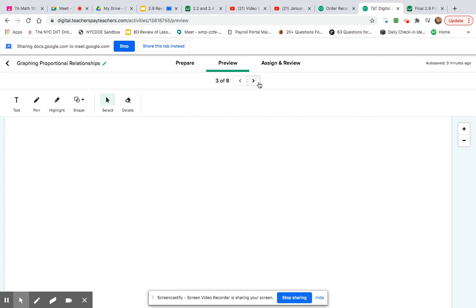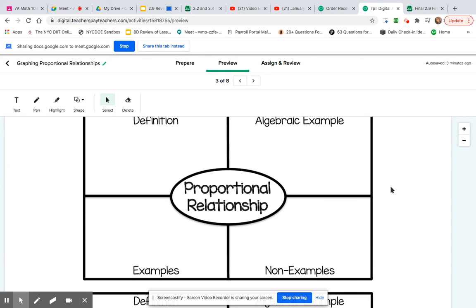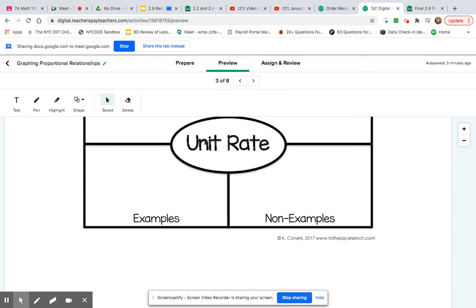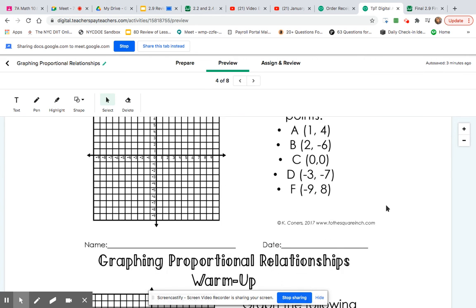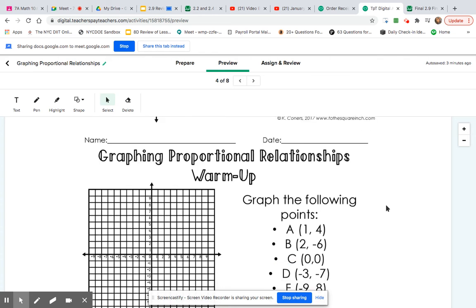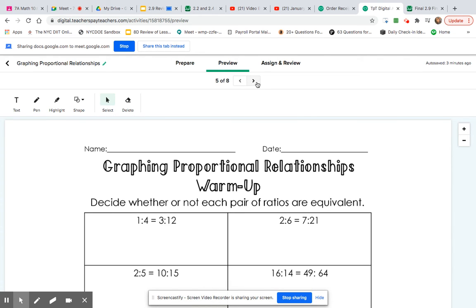And then slide three, you're just going to graph proportional relationships vocabulary. So you're going to provide the definition, an example, well, not an example would be, and an algebraic example. And the same thing for unit rate. Okay. Then you're just going to graph the following points. Okay. I know some of them are negative, but that's okay. Just try your best and we'll review it.